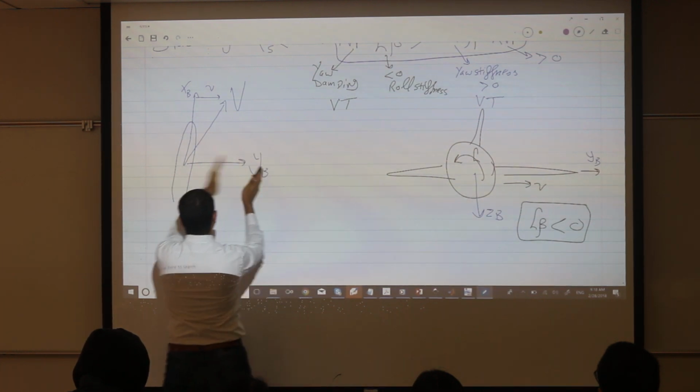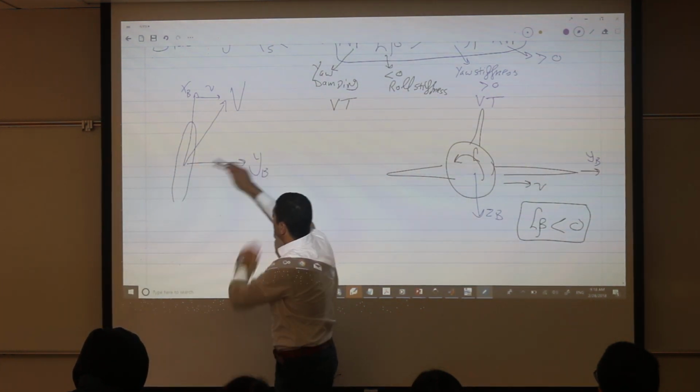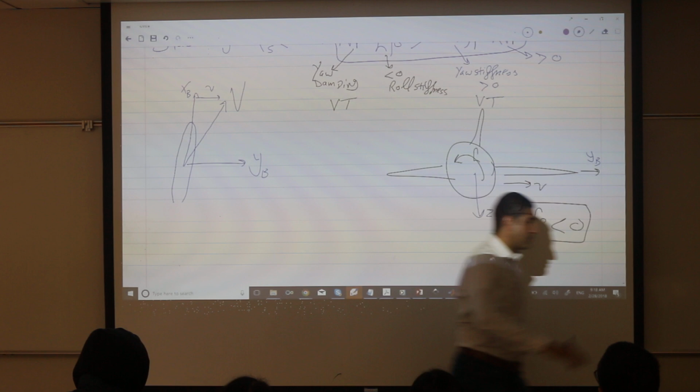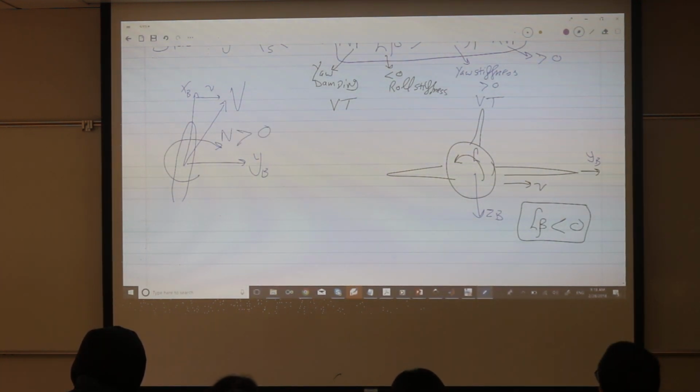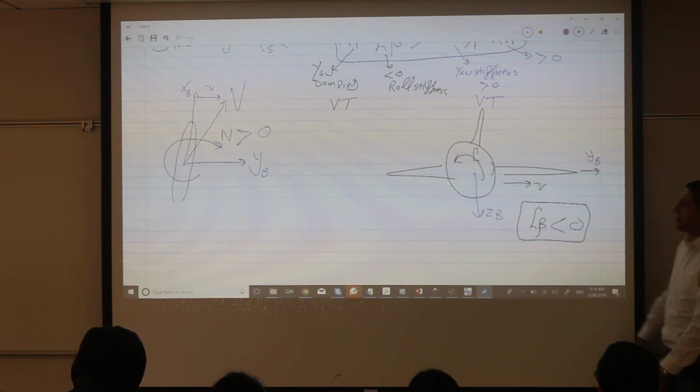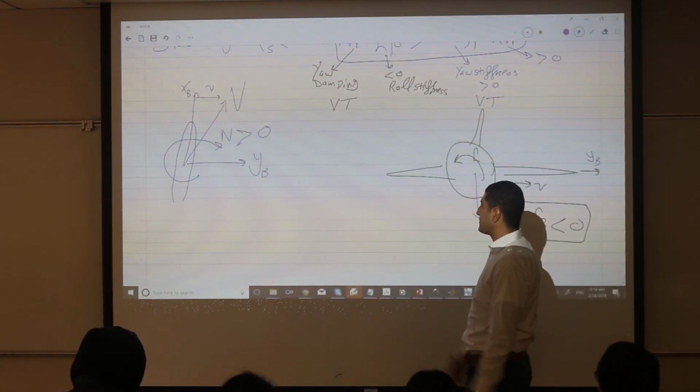To the right or to the left? Right. To the right, to be aligned with its velocity vector, okay? So I need N to be positive to the right, because N to the right is positive, L to the right is positive, and vice versa.